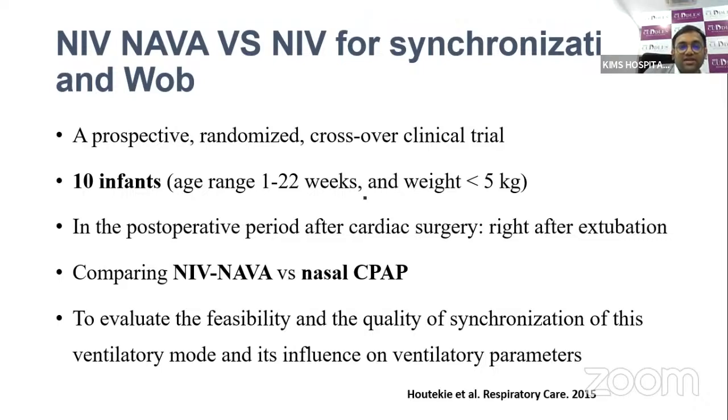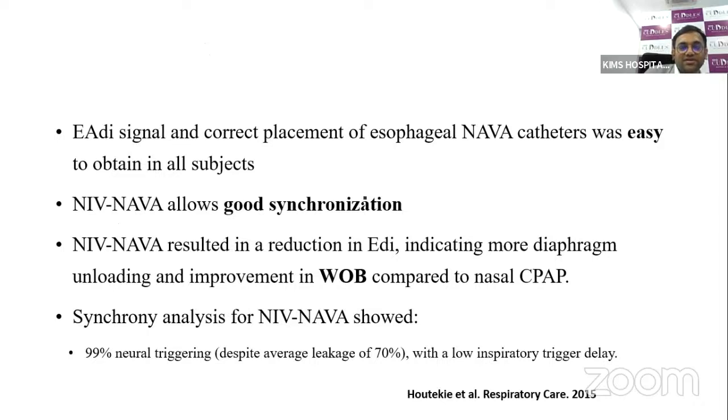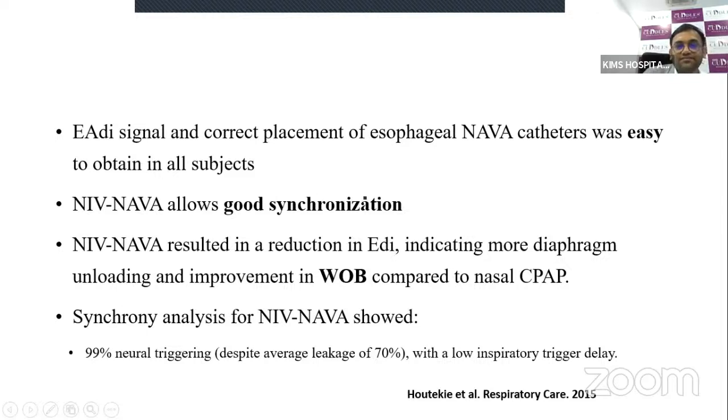They found that getting the EDA signal and correct placement of the NAVA catheter was very easy in all these subjects. NIV NAVA allowed better synchronization, and with NIV NAVA there was a reduction in the EDA. That means NAVA is adequately supporting the work of breathing of the baby, thereby decreasing the workload on the diaphragm, and better improving the work of breathing compared to nasal CPAP. The synchronization analysis with NIV NAVA showed that 99% of neural triggering was present, with very low inspiratory trigger delay, and it was not affected by leak, even though a significant amount of leak was there.